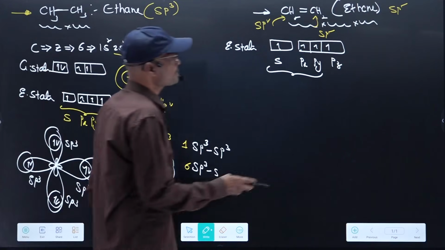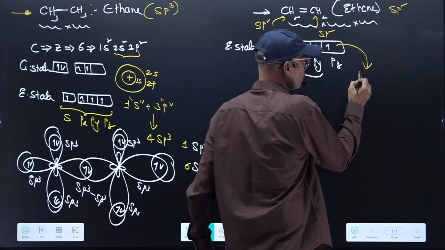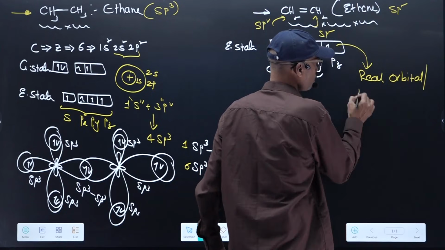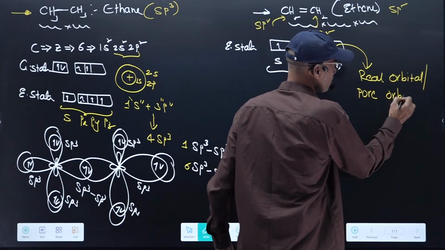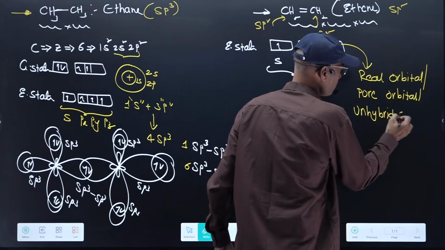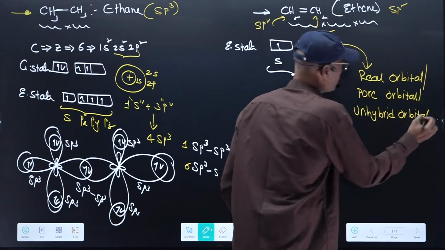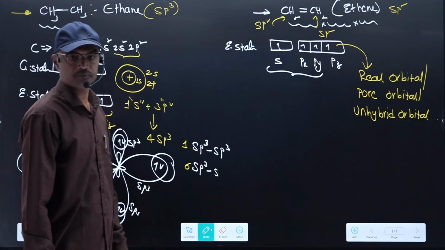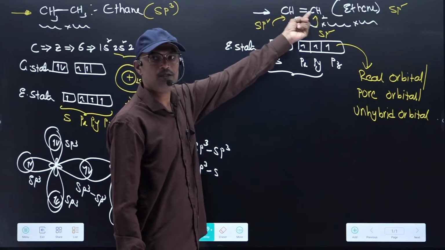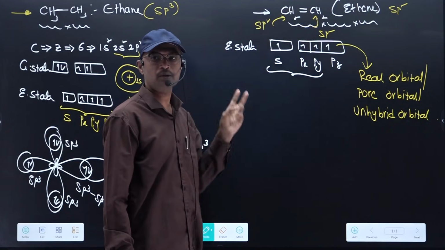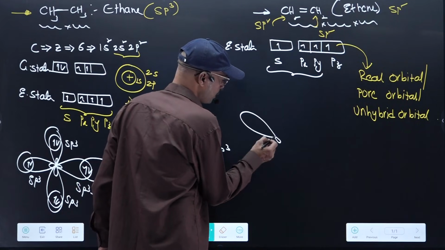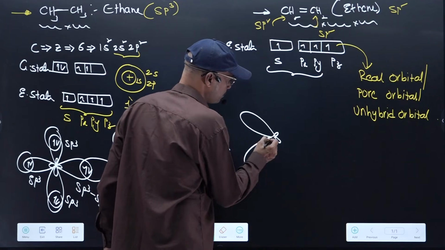Now in this case, whichever orbital is not mixing is called a real orbital. This point you need to remember. Real orbital, also called pure orbital, also called unhybrid orbital. Okay, real, pure and unhybrid orbital. Clear? So for this carbon, how many unhybrid orbitals are there? 1. And this carbon? 1. In total, how many unhybrid orbitals? 2.